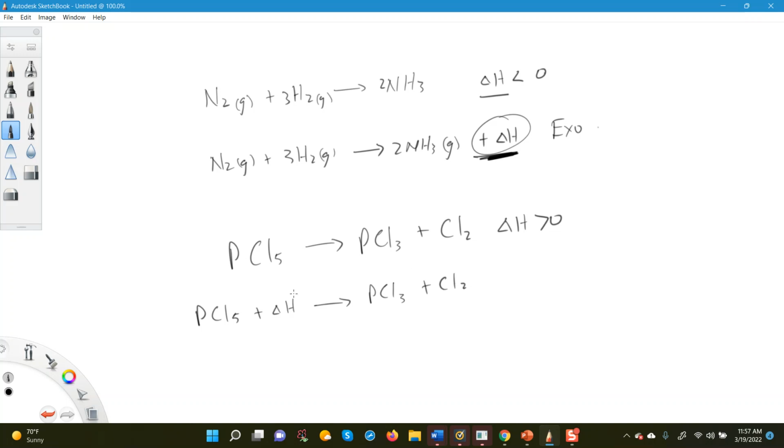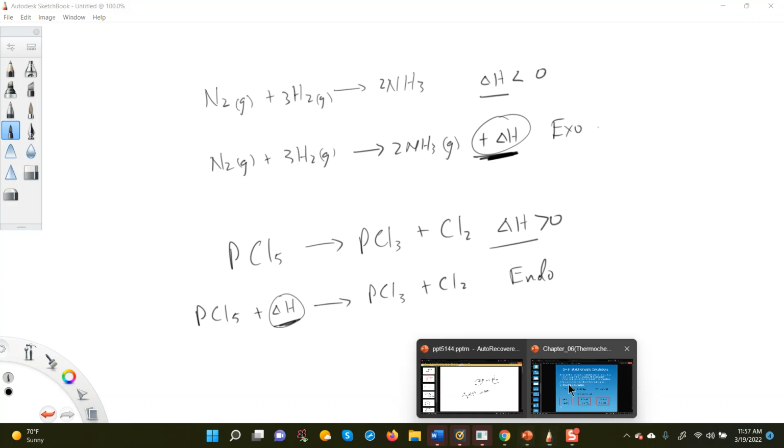And that's because delta H is positive, heat is absorbed, which means that this reaction is endothermic, which means that we can write the value of delta H in this equation on the left side of the equation. All right, so sometimes it's useful for us to do that so that we can do the appropriate calculations. Okay, let me go back to the PowerPoint here.